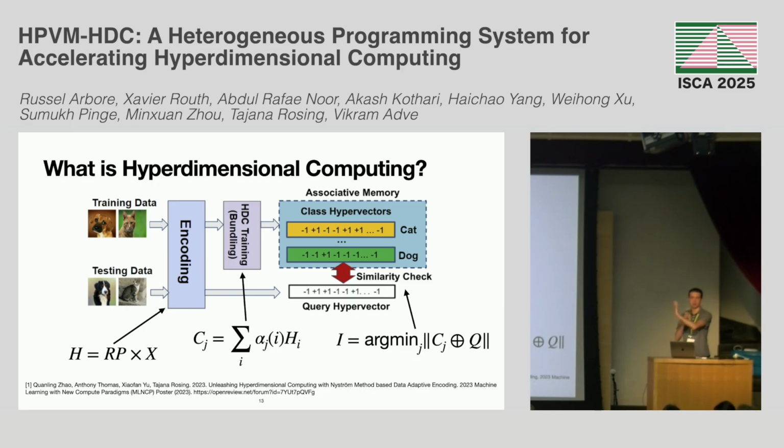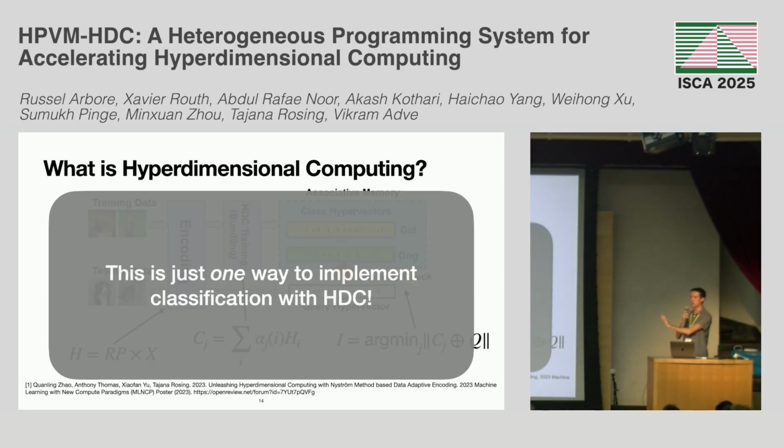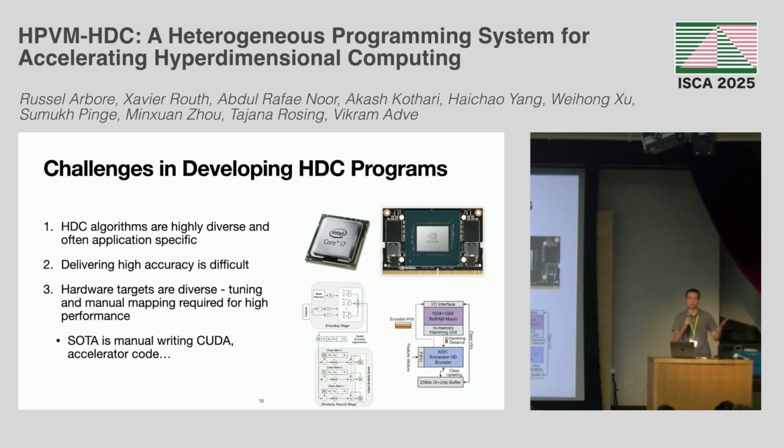So I just want to emphasize, I am presenting this so that you have an idea of what an HDC application looks like, but this is not at all the only way you can implement even just classification in HDC, much less any other kind of machine learning task. There's a very high diversity in different algorithms that are used in HDC broadly. And this leads us into some of the challenges in practice of actually developing HDC programs.